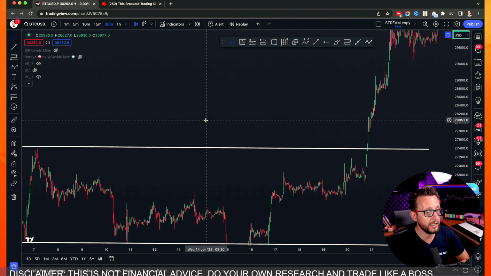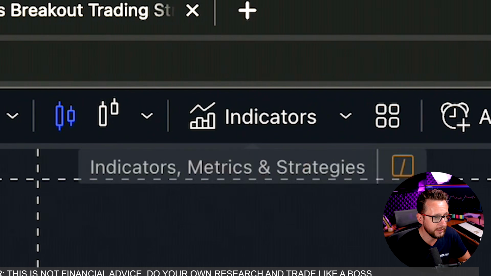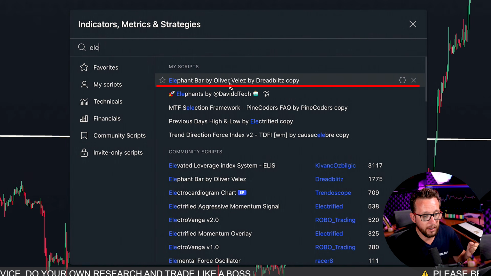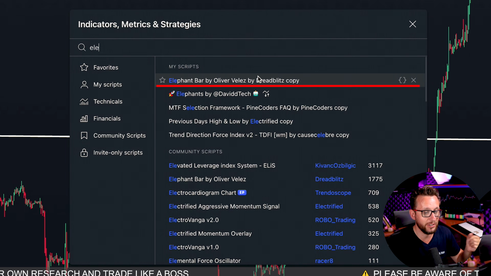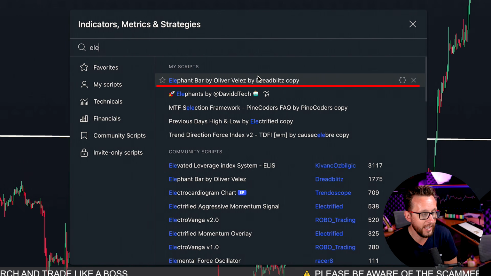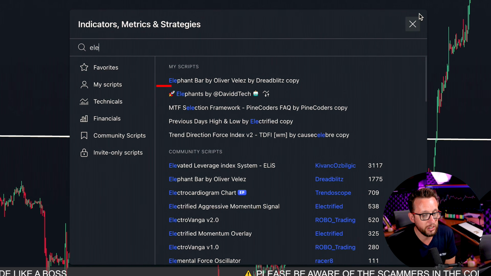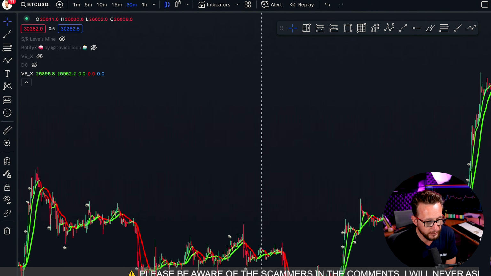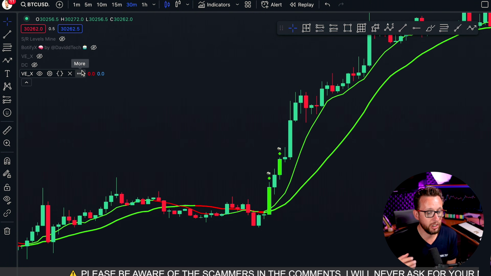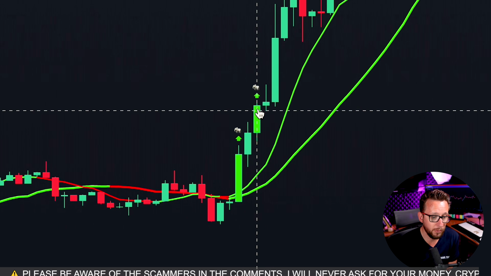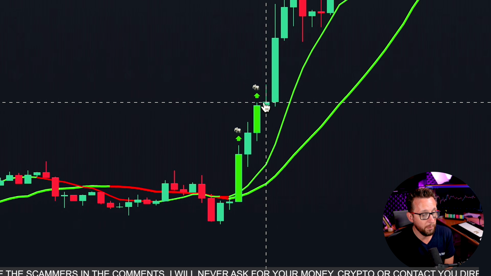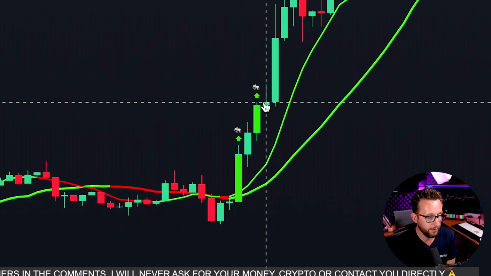Okay, so the first indicator that I'm going to be adding today is going to be the elephant candles. Elephant bar by Olivier Villiers. Excuse me if I didn't pronounce that correctly. This indicator is going to be showing us elephant bars on our charts. Let's remove the drawings here. This indicator shows us big bars with small wicks, which allows us to detect whether a breakout is bullish or bearish and gives us a little bit more confirmation.